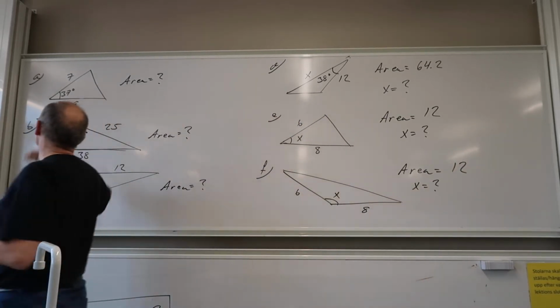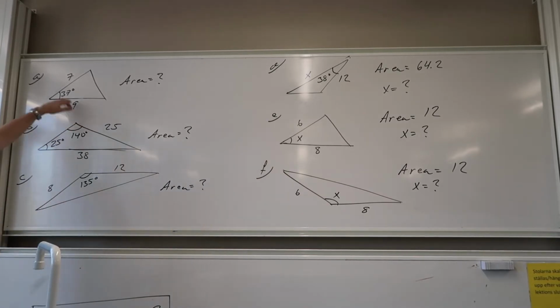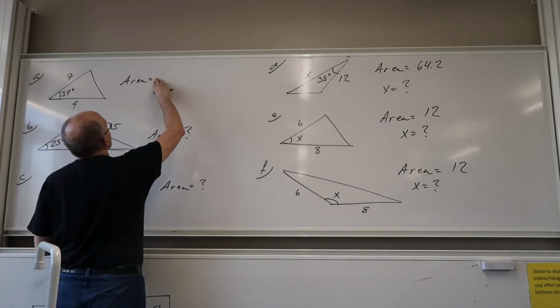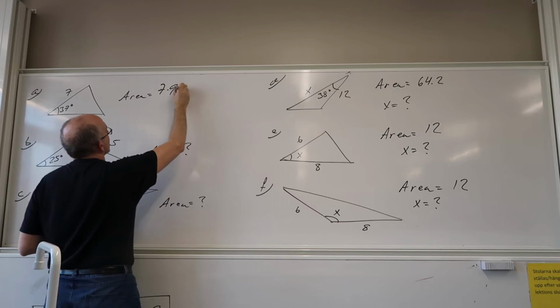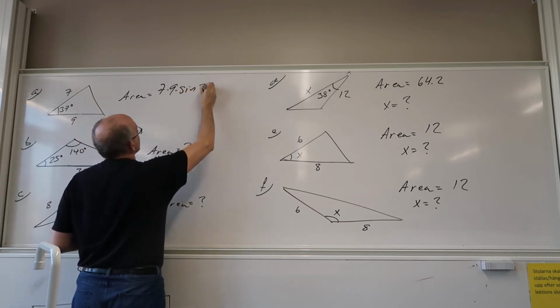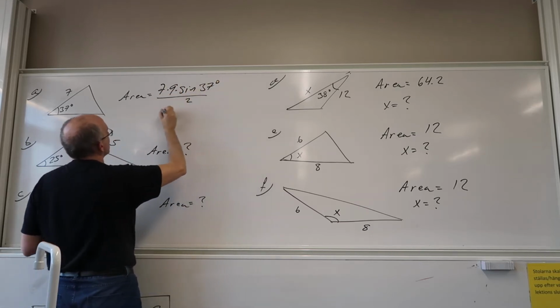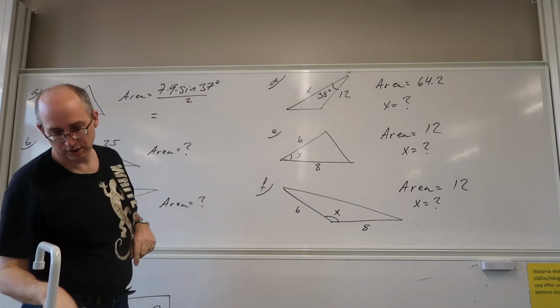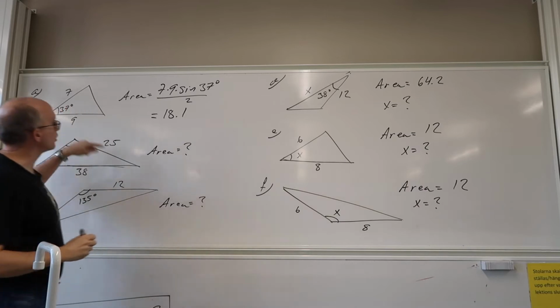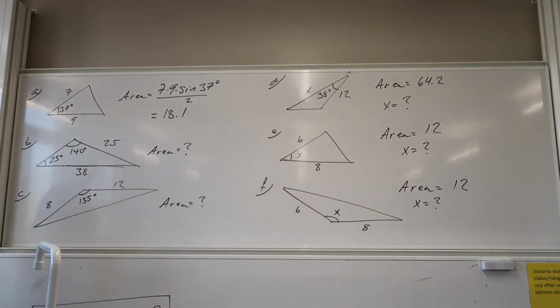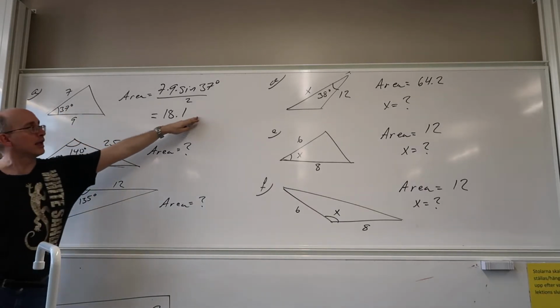Well, we have the area rule. Area is side times sin of the angle in between divided by 2. So, area is 7 times 9 times sin 37 degrees divided by 2. And I got that to be 18.1. I have no units, so no units for my area. Or if you like, length units squared.